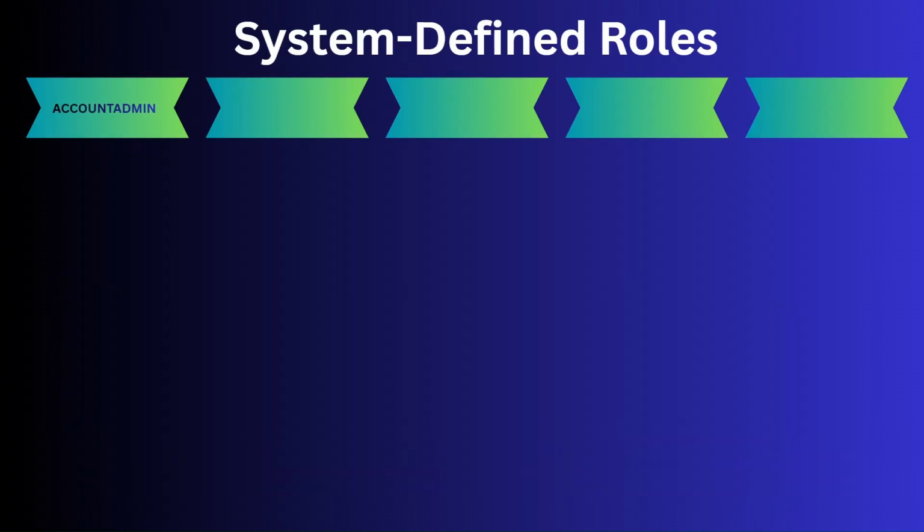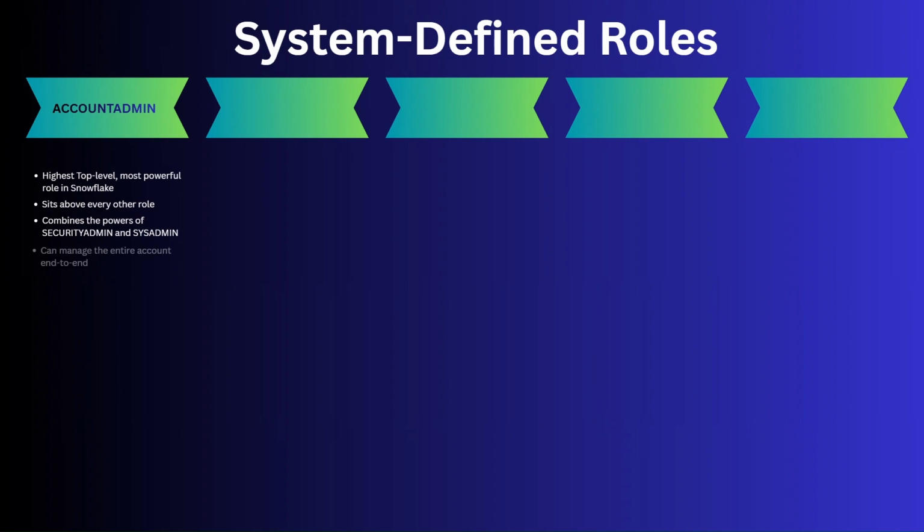Now we can start with system-defined roles. Let's start with account admin. Account admin is the highest-level and most powerful role in Snowflake. It sits above the other main administrative roles in the account. It combines the power of security admin and sysadmin. So it has very broad control over security, access, data, and resources. Because of this, account admin can manage the Snowflake account almost end-to-end.